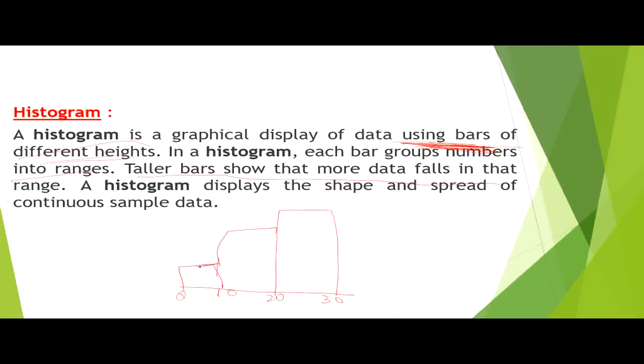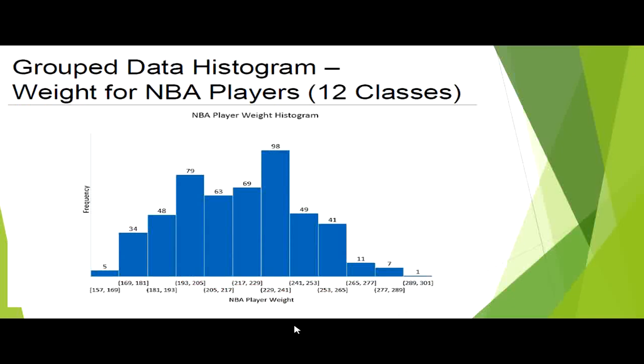Here what do you get? Assume that this is 5, this is 10, this is 50. In this interval, there are 5 elements of the data. 0 to 10, there are 5 elements. From 10 to 20, there are 10 elements. 20 to 30, there are 15 elements. That's the meaning. The shape and the spread of the continuous sample data is given here.